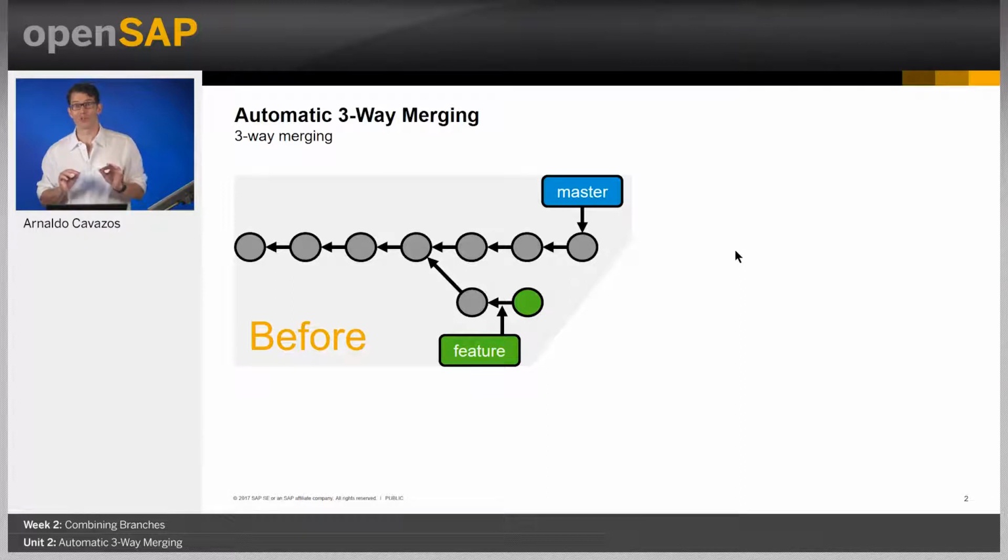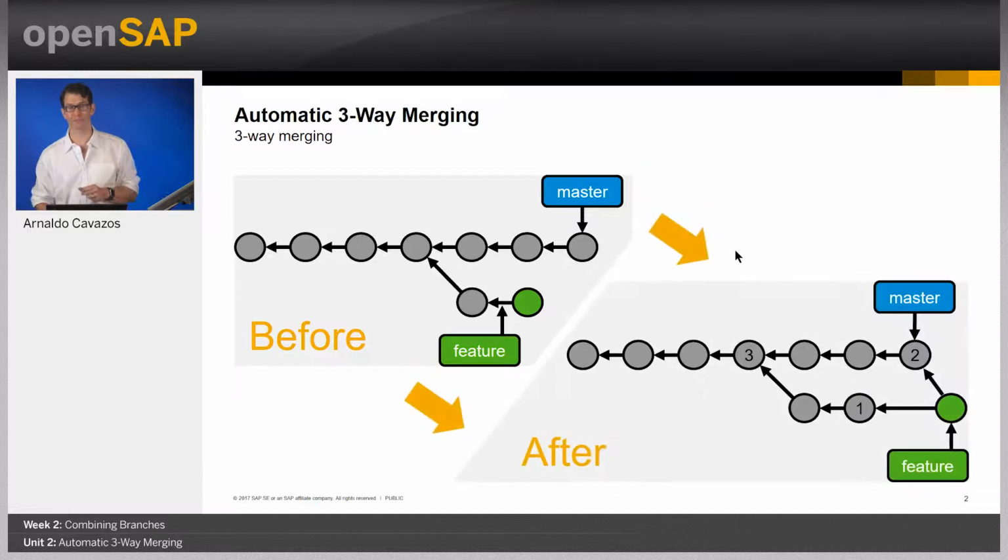Now, three-way merging is performed with the merge button in Web IDE, just like fast-forward merging is, but it is a completely different operation. As you can see, three-way merging combines the development from both branches into a single commit. The new commit will have all your changes from the branch you merged from, in this case the feature branch, and all the changes from the branch you merged onto, in this case the master branch.